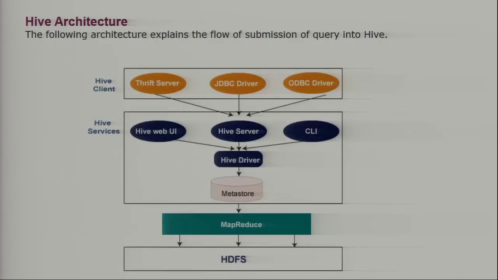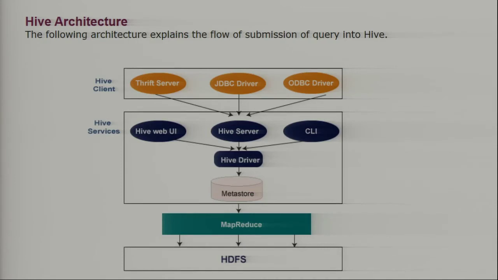Now, the next point we need to talk about here is the architecture. The following architecture explains the flow of submission of a query into Hive. Basically, you can see here there are 4 parts, that is 1, 2, 3 and 4, which have been divided. We have HDFS at the bottom, on top of it MapReduce, then we have Hive services.